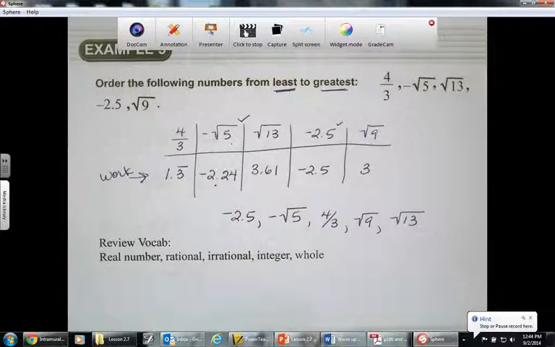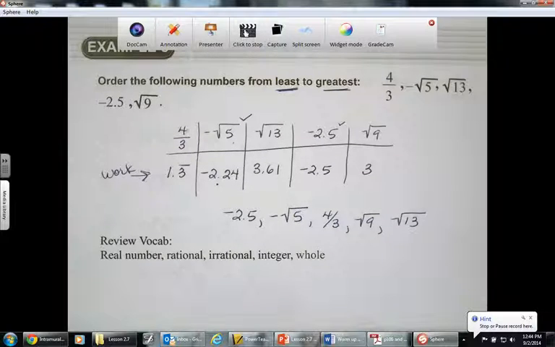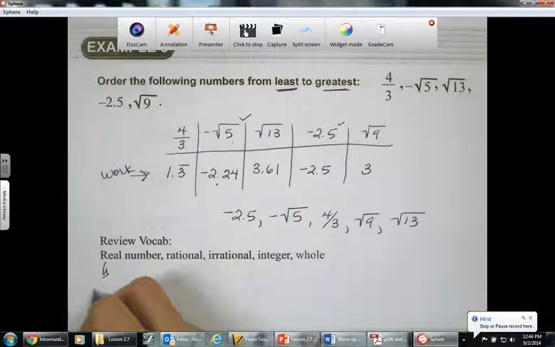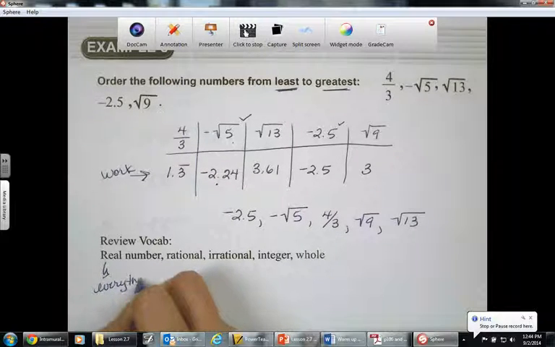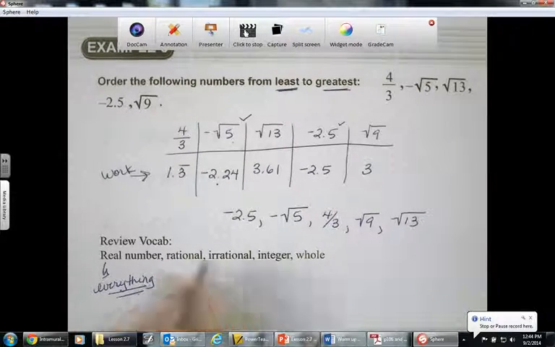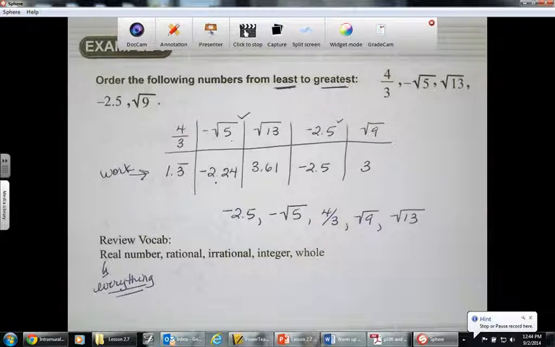All right, now I honestly don't remember if your homework might ask you to also label what they are. I don't remember if yours did or not. So I want to review these really quick. Okay, so if I'm talking about a real number, what types of numbers are those? Real, not fake, right? This is everything. Everything is real, except for imaginary, which you guys have not learned yet. So if they say label these, you have to label everything as a real number.